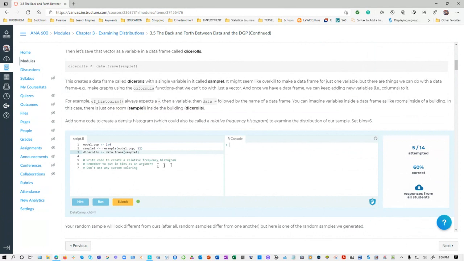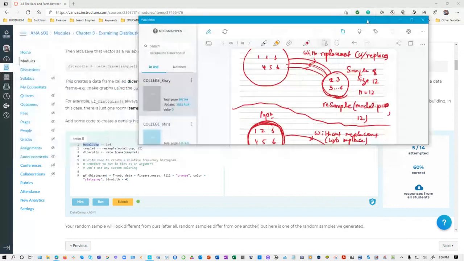Write code to create a relative frequency histogram and don't use any custom coloring. Okay, then let's see what's going to happen when you draw a histogram. It's a variable name. That's the variable, this is the variable. Now sample. Earlier, the variable was what? Model pop, because that's for the population. You drew that one for the population. This is what I was talking about.